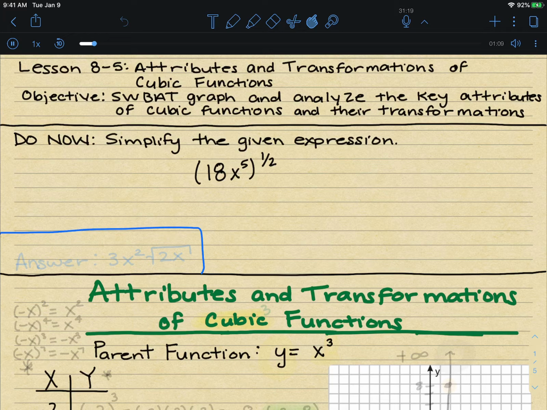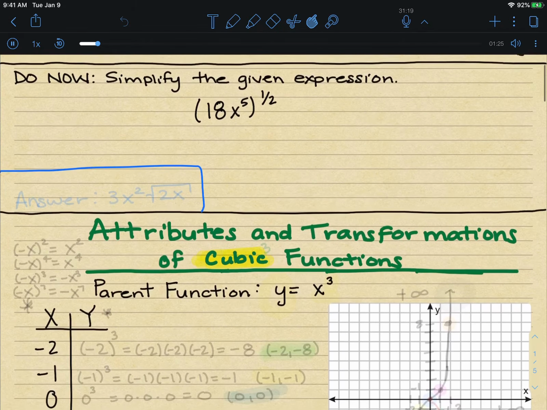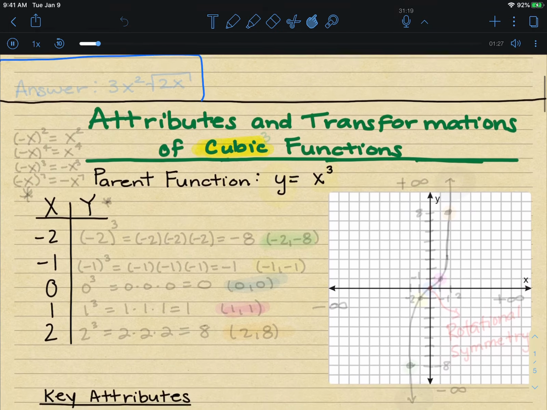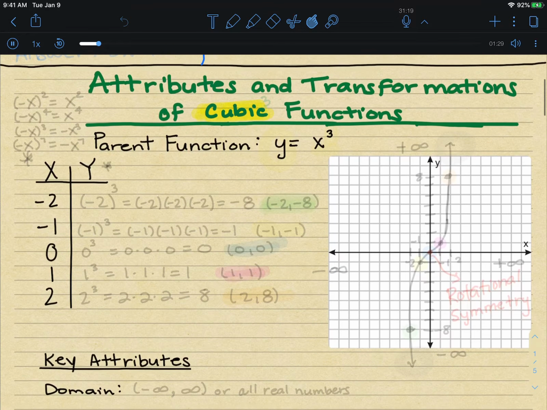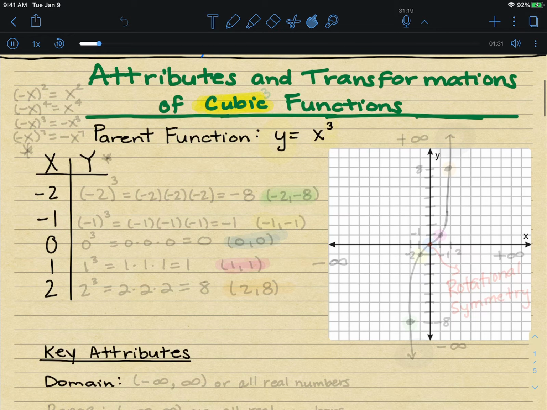cubic functions. Now, to begin this lesson, the parent function for a cubic function is going to be y equals x to the power of 3. Whenever you hear the word cubic, you kind of relate the word cubic to the number 3, right? So whenever you see cubic, you should always think of the number 3 because that's what we're dealing with.